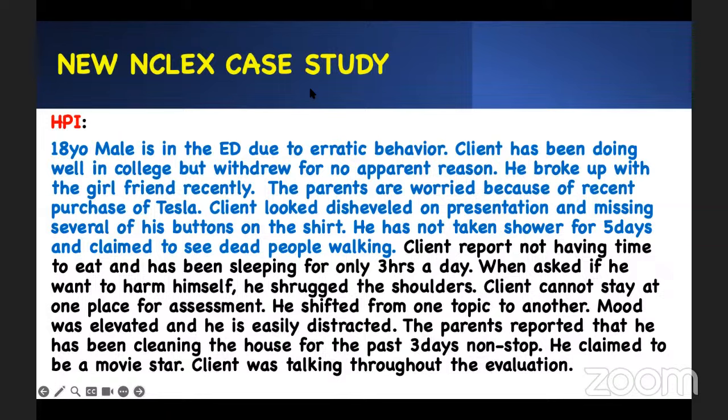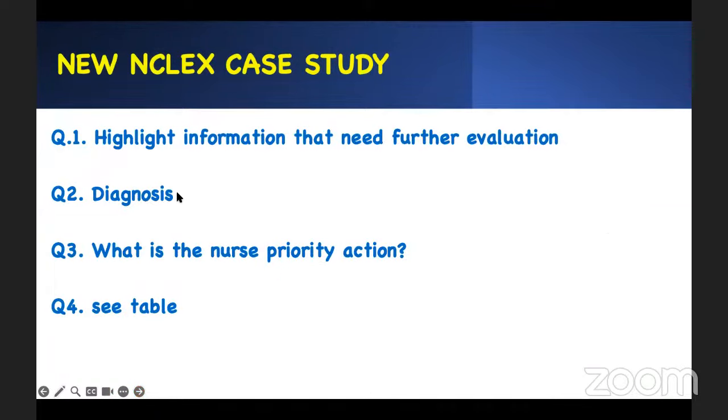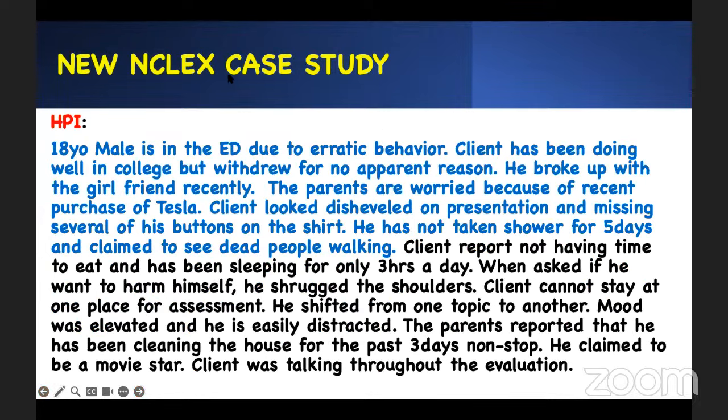He has hallucination. He has grandiosity. He lacks self-care. He has a bunch of things going on. Pressured speech, symptoms of distractibility, impulsiveness, flight of ideas, not being able to sleep, talking throughout the study. He can't sit still. What do you think? Your diagnosis. The ball is in your court. So highlight information that needs further intervention. I did that for you.